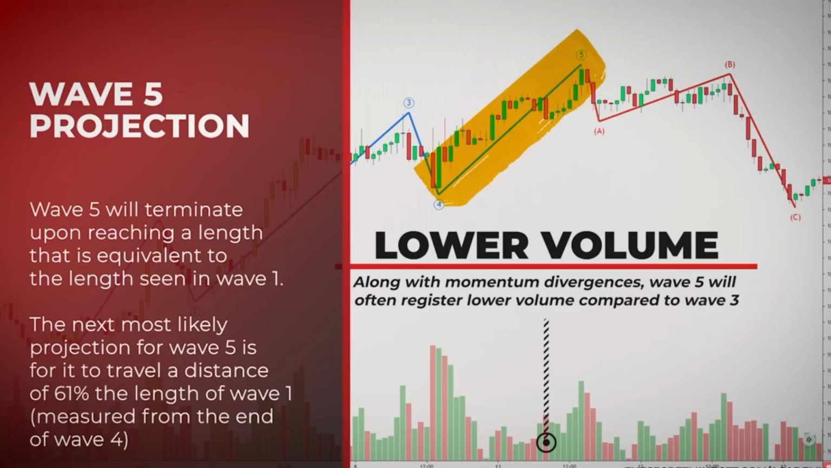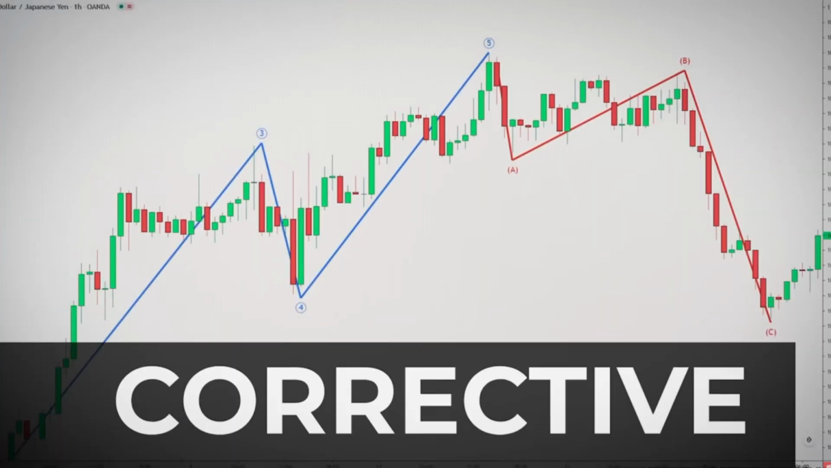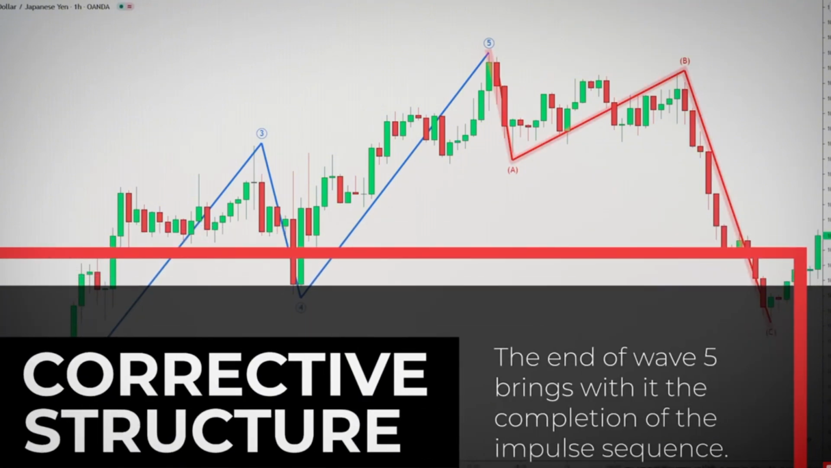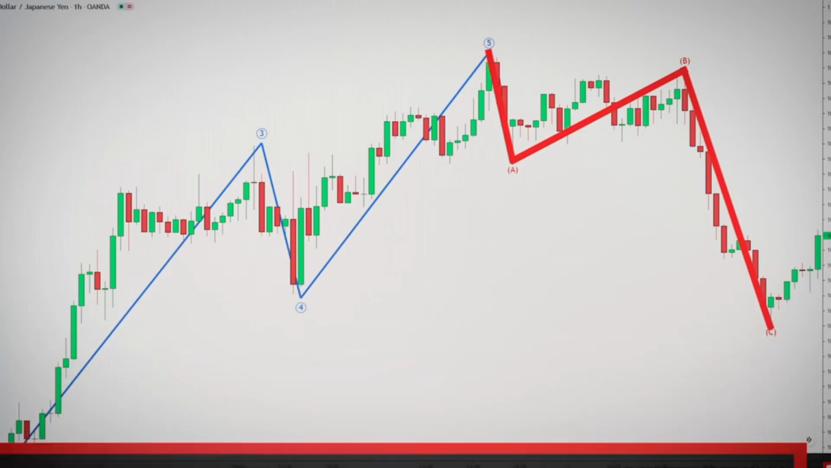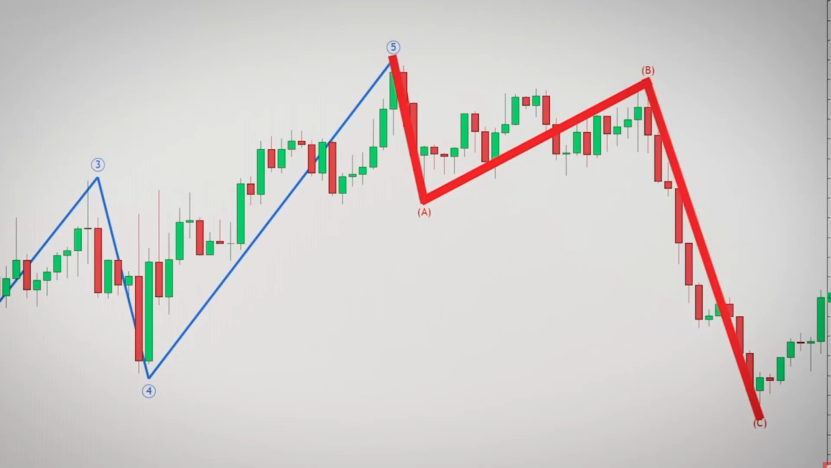The end of wave 5 brings with it the completion of the impulse sequence. The impulse sequence consists of waves 1 through 5, and thus at the end of wave 5 we can expect a corrective structure to follow, which will often be a 3-wave pattern: waves A, B, and C.